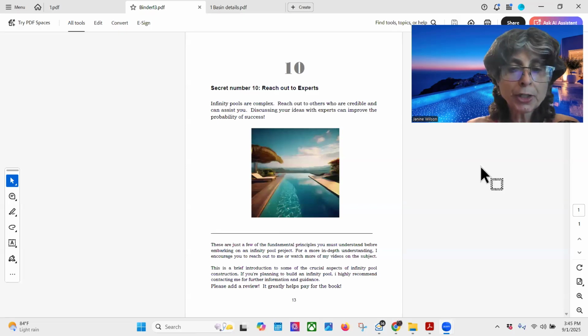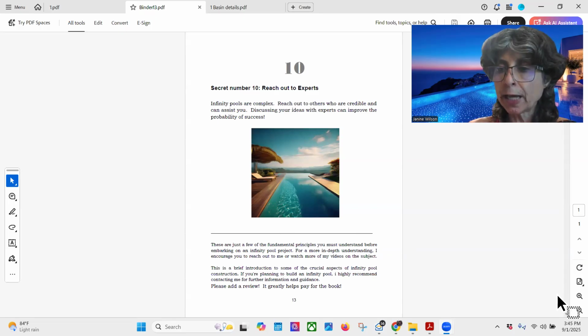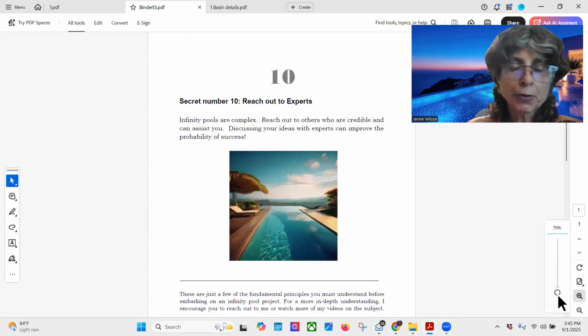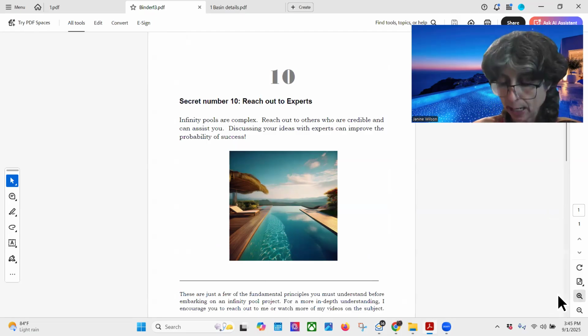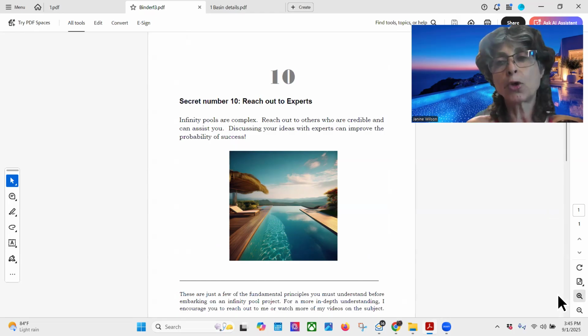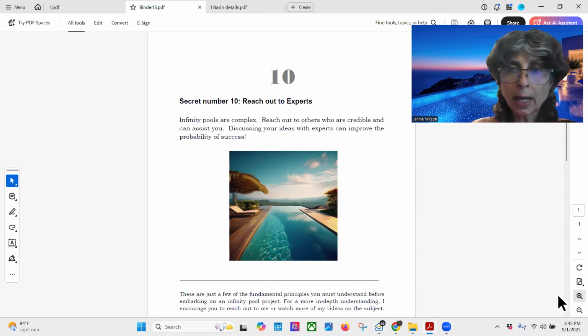Number 10, reach out to the professionals, to the experts if you don't know. If you don't know how to build vanishing edge pools, you can start with my course that I offer, it's very basic. And then work your way into doing online classes with some of the other institutes that offer classes, or go to the live events. They're very, very important to really learn and educate yourself.